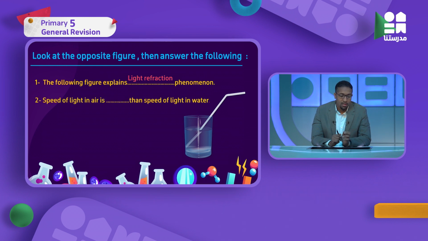Question number 2, the speed of light in air is blank than the speed of light in water. So is the speed of light in air faster or slower than in water? We said previously it is faster. So the light is faster in air than in water.